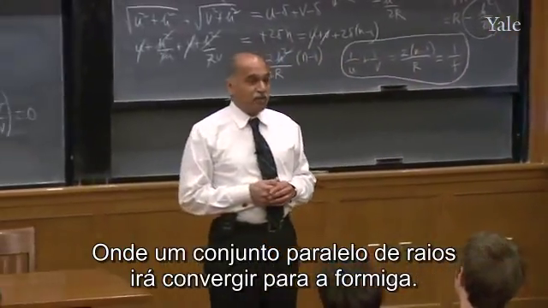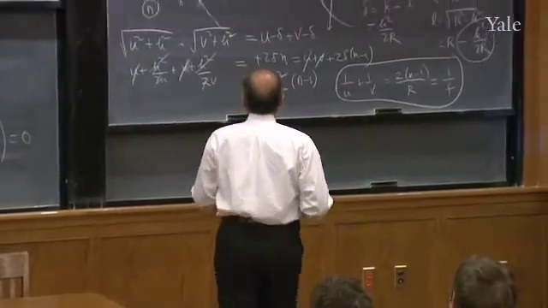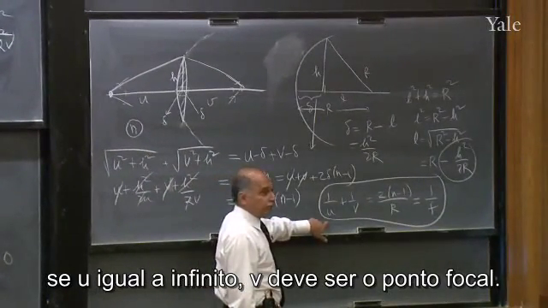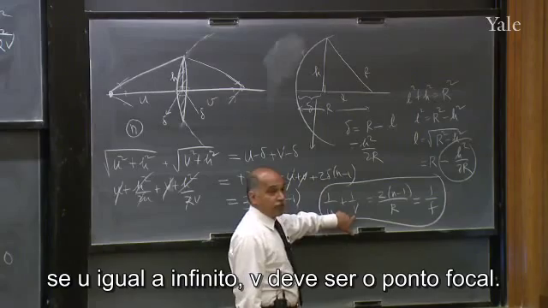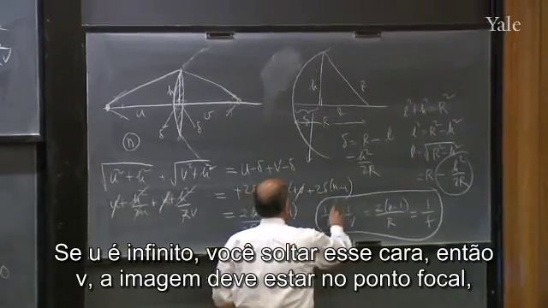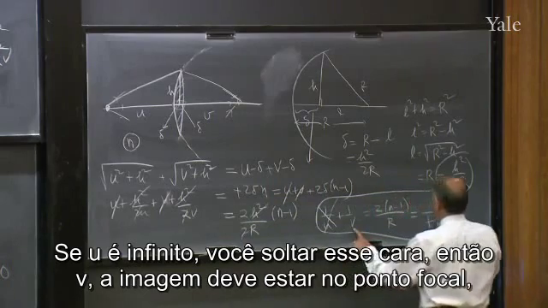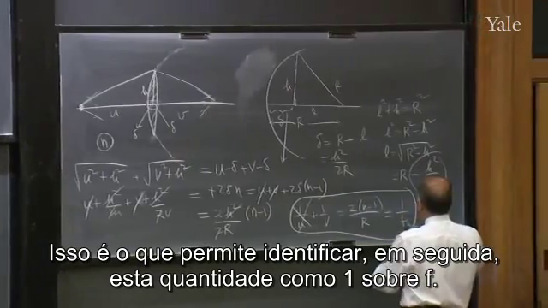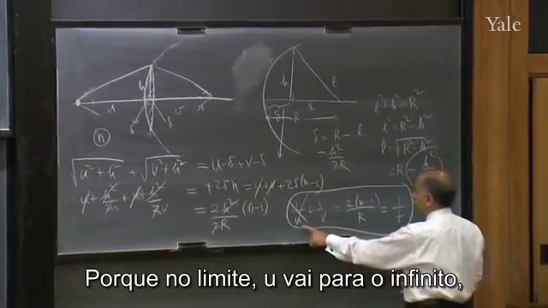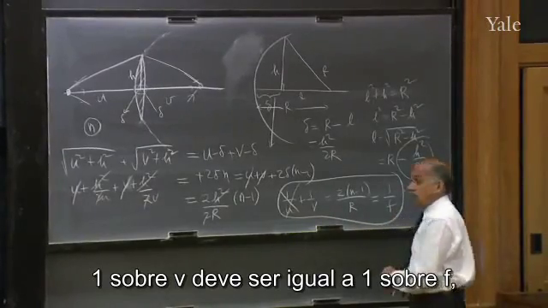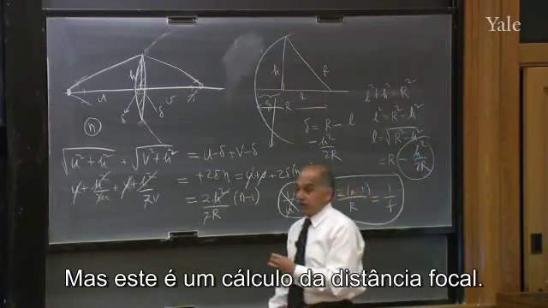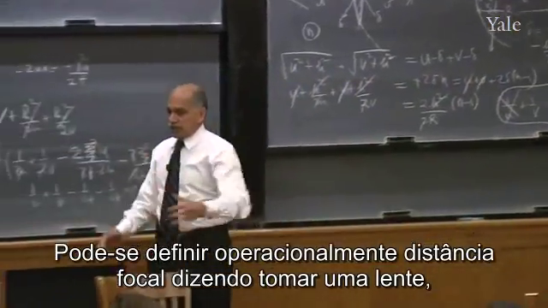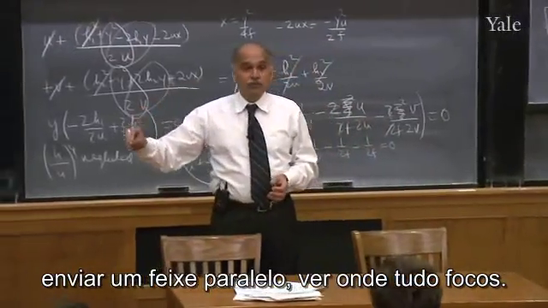Where parallel rays, a set of rays, will converge on the ant. So if you send rays from infinity, if u is equal to infinity, v should be the focal point. If u is infinity, you drop this term, then v, the image, should be at the focal point. Therefore, 1 over v is 1 over f. That's what allows you to identify this quantity as 1 over f. Because in the limit u goes to infinity, 1 over v should equal 1 over f. But this is a calculation of the focal length. See, there are two things. One can define focal length operationally by saying take a lens, send a parallel beam, see where it all focuses. That's the focal length.